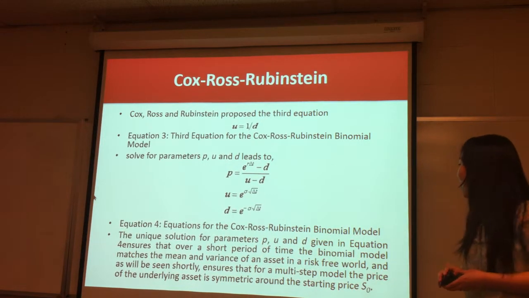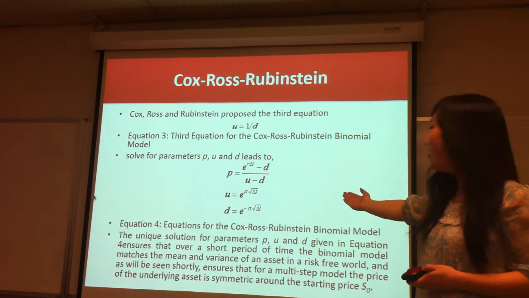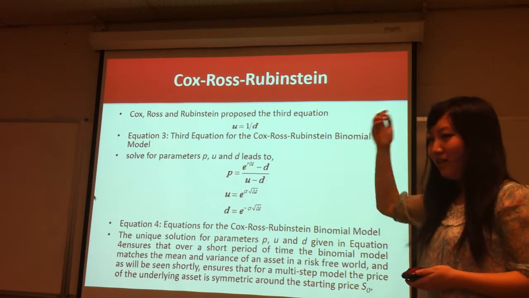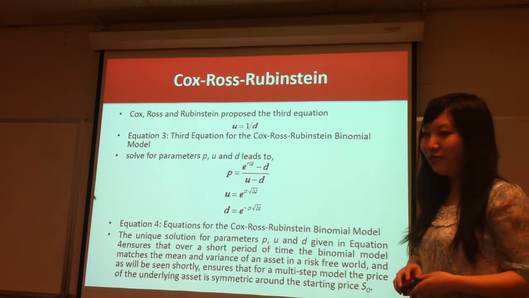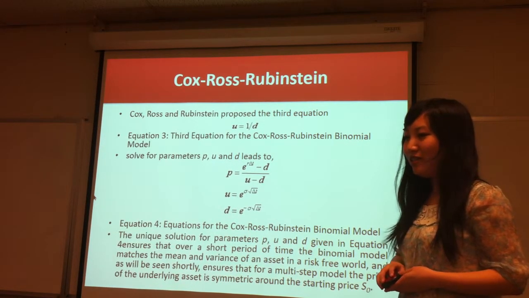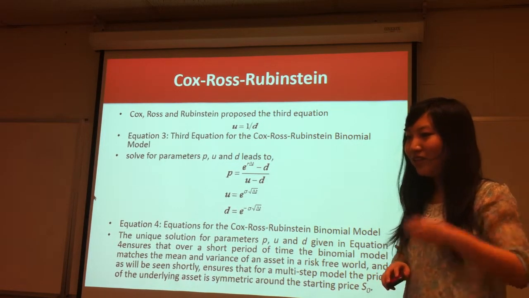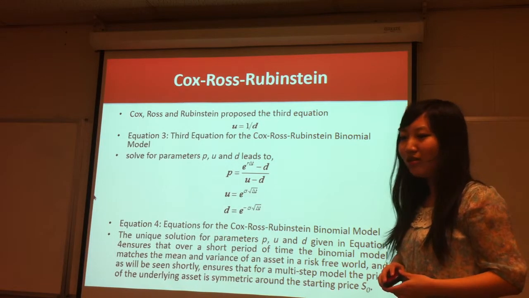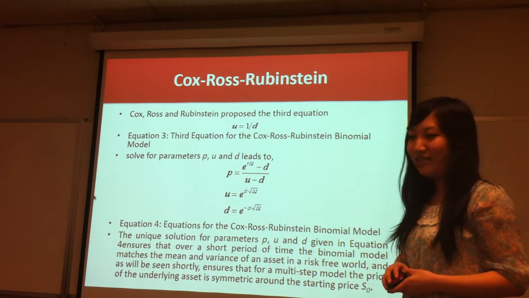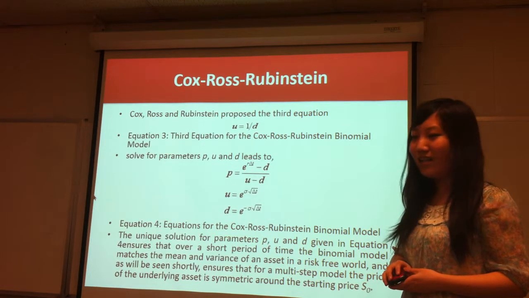These parameters p, u, and d in this equation tell us that over a short period of time, the binomial model will match the mean and the variance of the stock in a risk-free world. And as we will see shortly, the multi-step model of the underlying stock is symmetric around the starting price S0.